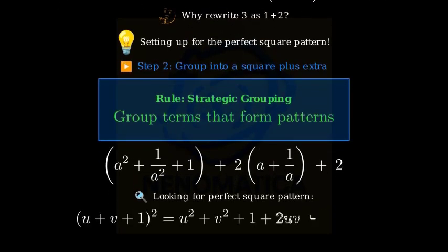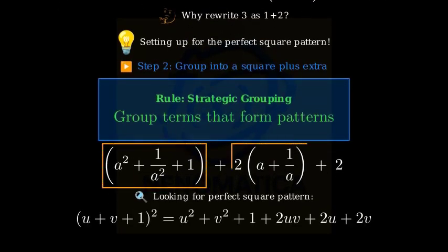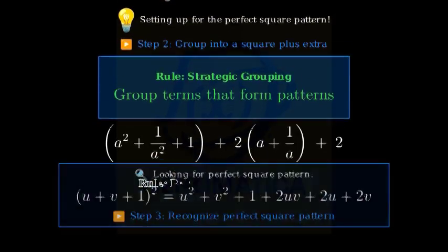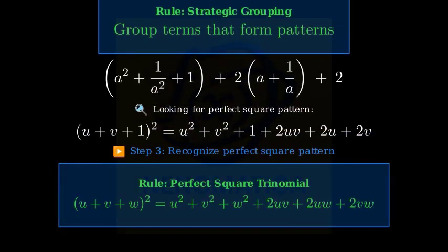Notice that the first group contains a squared plus 1 over a squared plus 1. This has a form that appears in the expansion of a perfect square trinomial. We're preparing to recognize this pattern in the next step. Step 3. Now comes the key insight. We recognize that this expression matches the pattern of a perfect square trinomial.